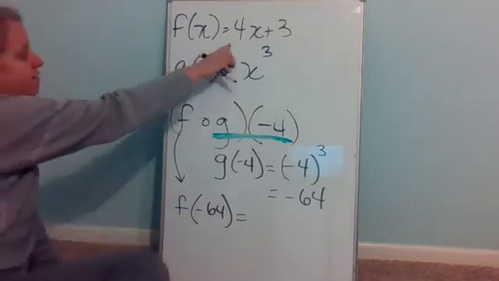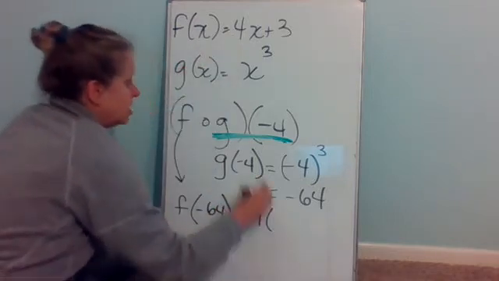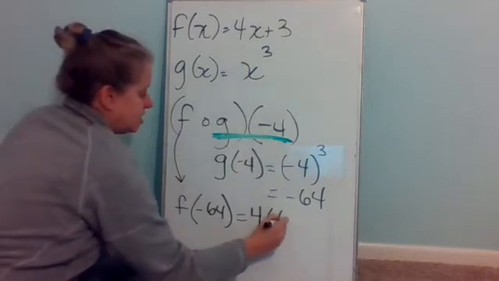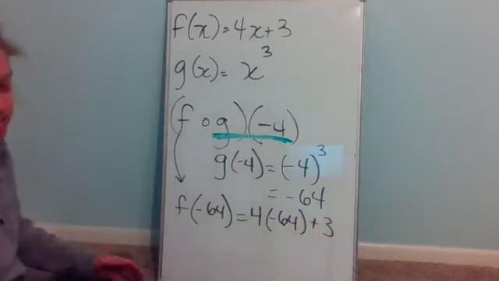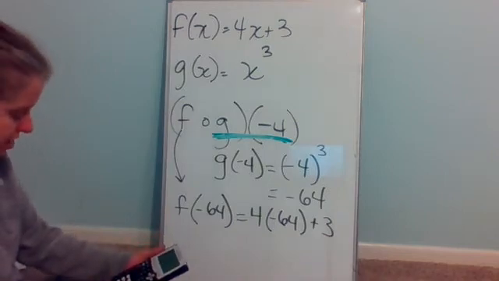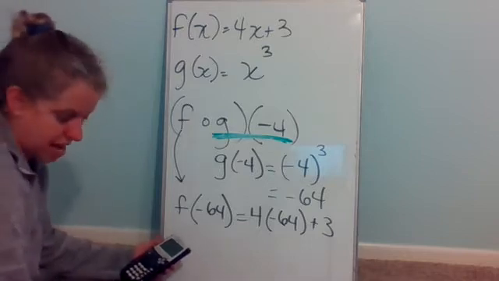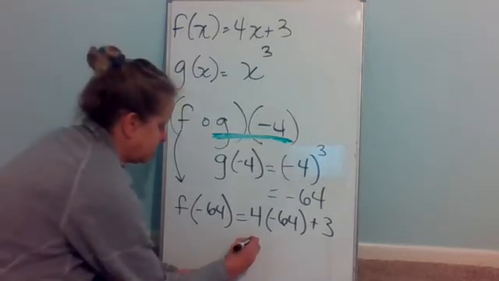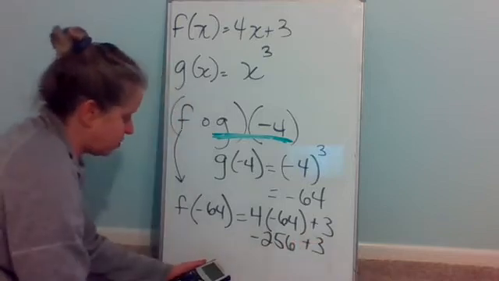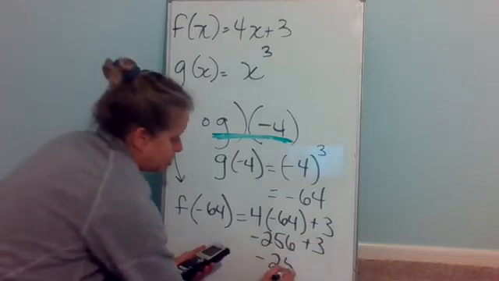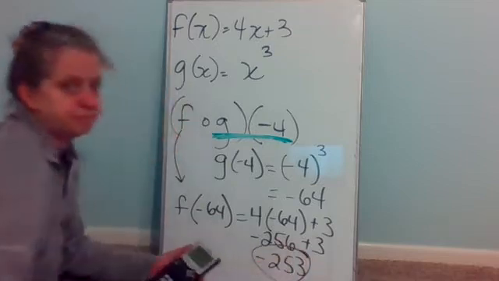So let's see, I have 4 times negative 64 plus 3, and then do that math. So let's see, 4 times negative 64 gives me negative 256. Bring down my plus 3. So when you add that, you get negative 253.